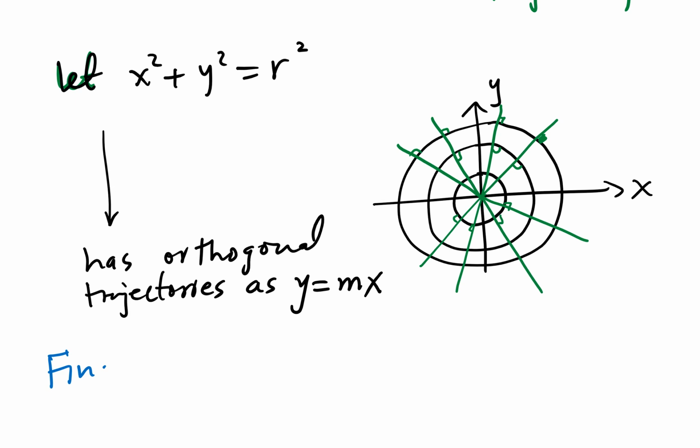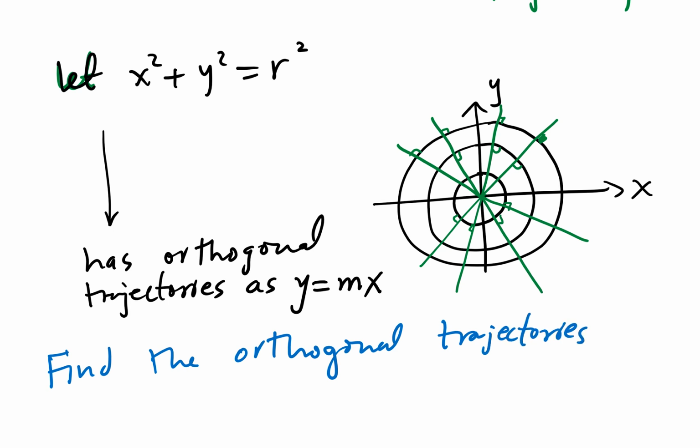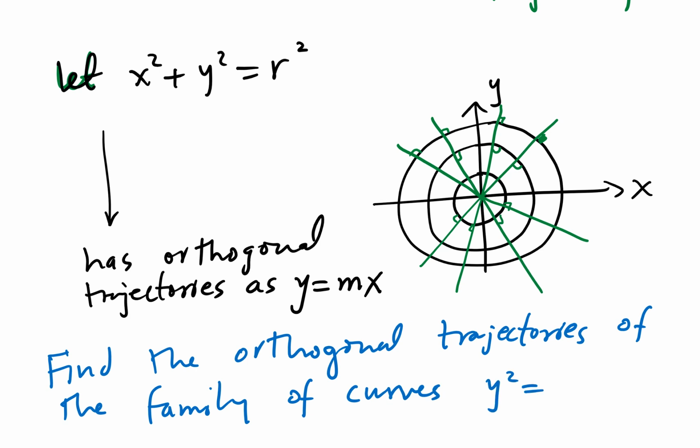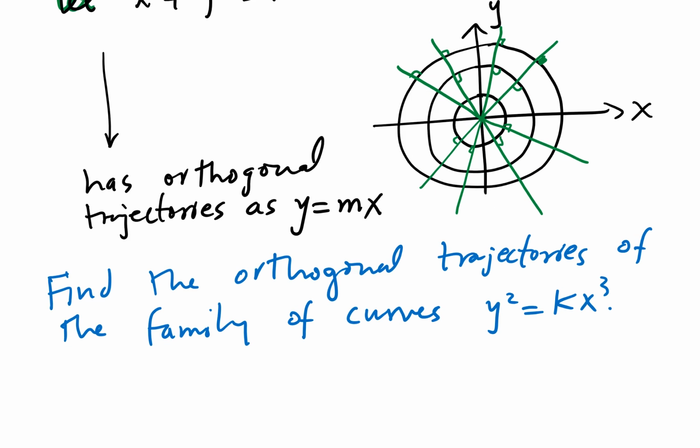Find the orthogonal trajectories of the family of curves y squared equals k x cubed. So how are we going to find that out?